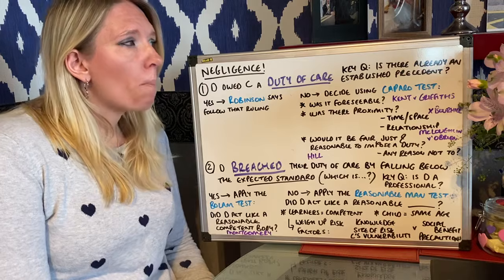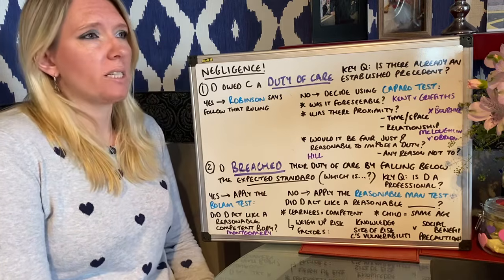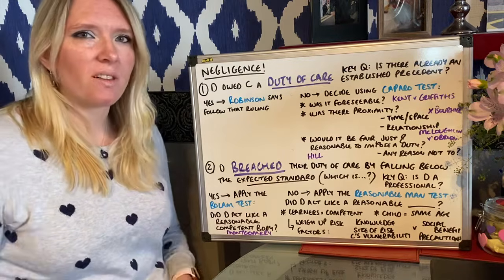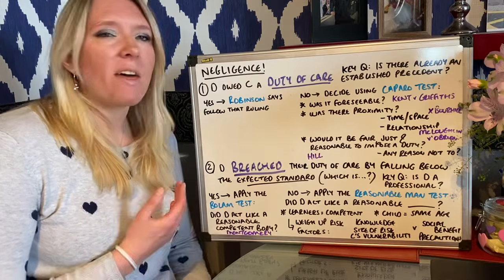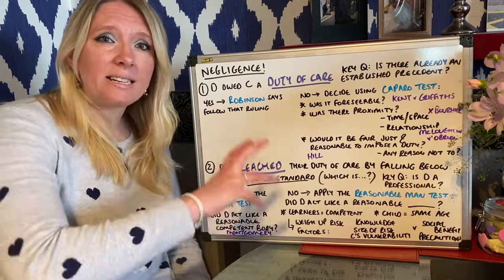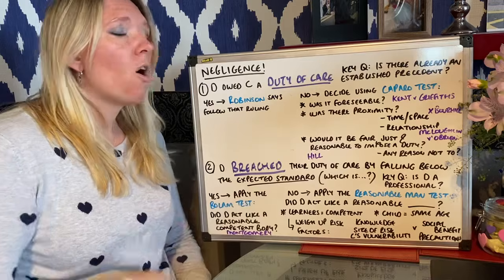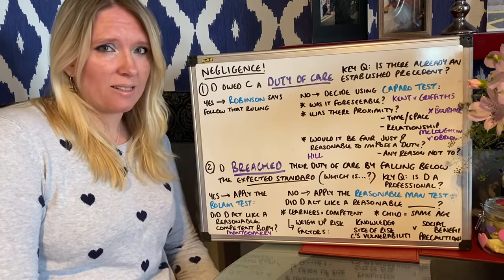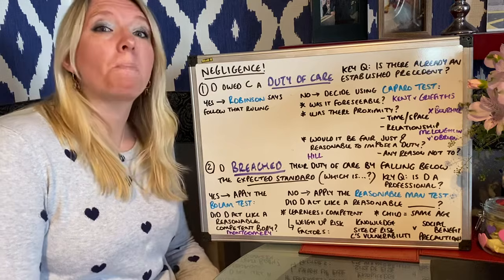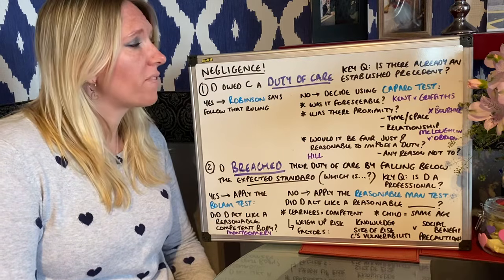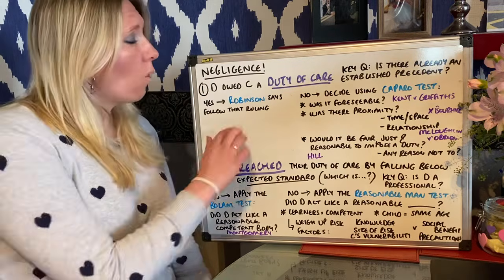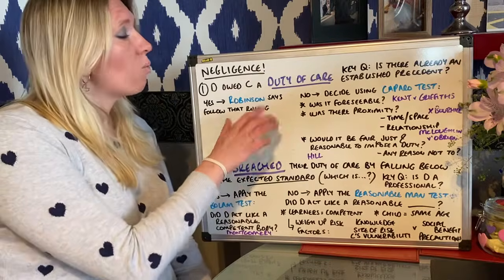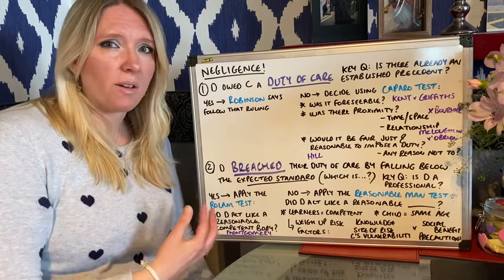Now, if there's not been a pre-established precedent, this is a brand new novel situation that the courts have never seen before, then they're going to have to decide and set a template for future precedent of whether a duty of care is owed. If that's the case, we then use the 3-step Caparo test from Caparo versus Dickman. So you only go through Caparo if we have no pre-existing duty of care.